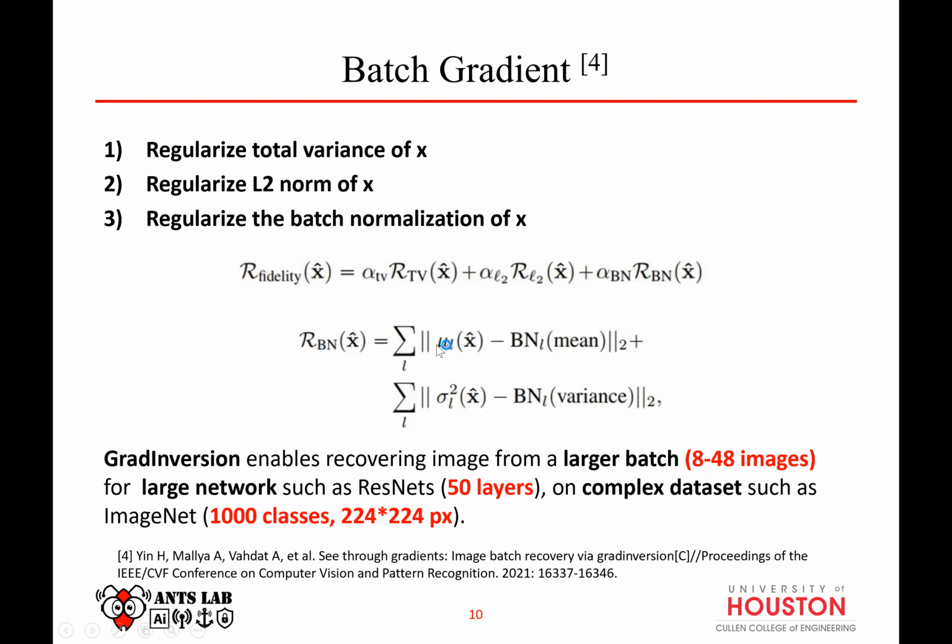By using this difference, the method enables recovering images from a larger batch compared to the three methods before, and they can recover large batch images for a large network such as ResNet 50, on a more complex dataset such as ImageNet, and the resolution is higher, which is 224 by 224.